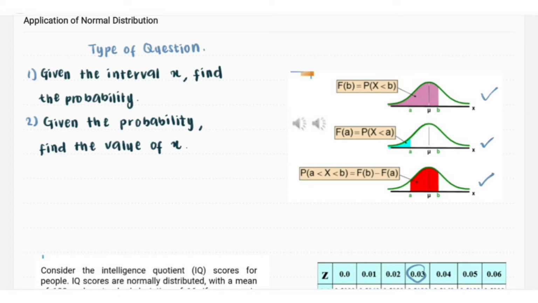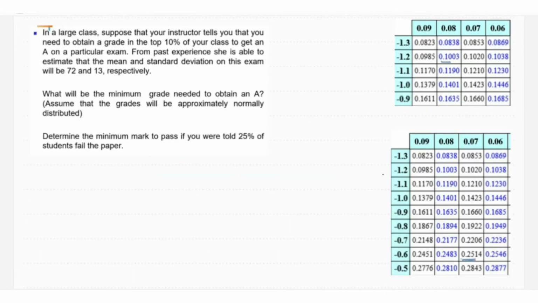So in the previous video I have shown the type 1 question, which is we want to find the probability based on the given interval. So now I will show you guys how to find the value of x when the probability is given. So this is the question.